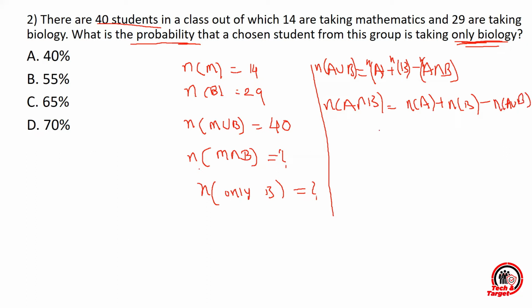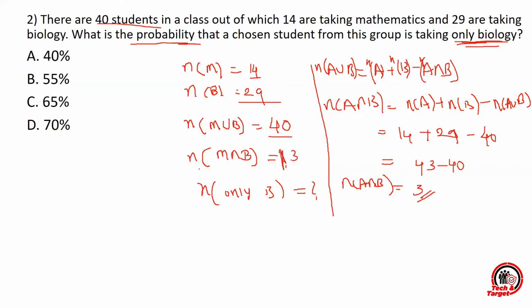Now after this, what is N of A? N of A is 14. So 14 plus, what is N of B? N of B is 29. So 29 minus, what is N of A union B? A union B is 40. So 14 plus 29 is 43, minus 40. So N of A intersection B will be 3, right? Now we got N of A intersection B as 3.